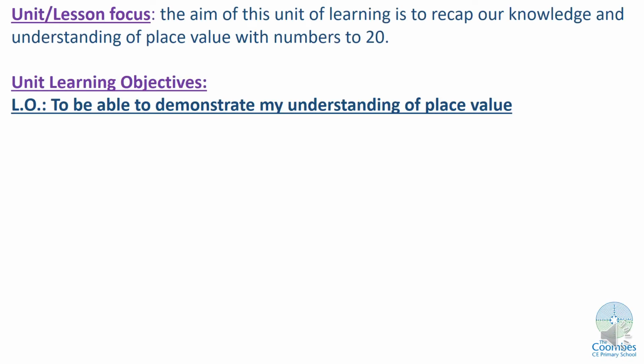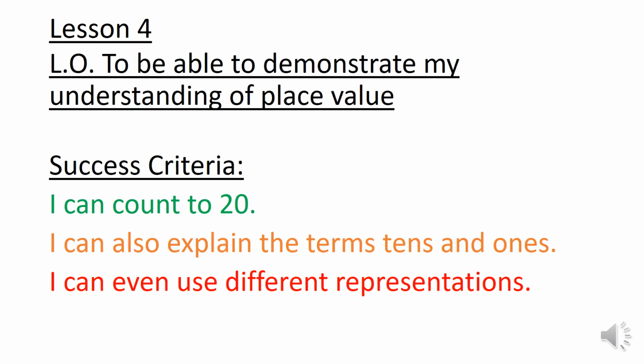Now remember, our unit of learning this week is just recapping our knowledge and understanding of place value with our numbers up to 20. Our learning objective that we've been looking at this week is to be able to demonstrate our understanding of place value. Our success criteria is that we can count to 20, we can also explain the terms tens and ones, and we can even use different representations. So far we've looked at deans and tens frames, and we're looking at something new again today.